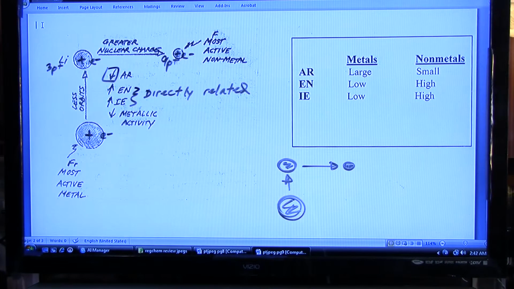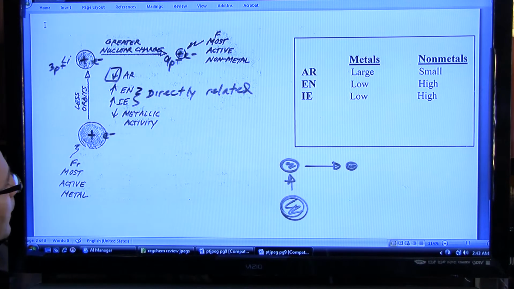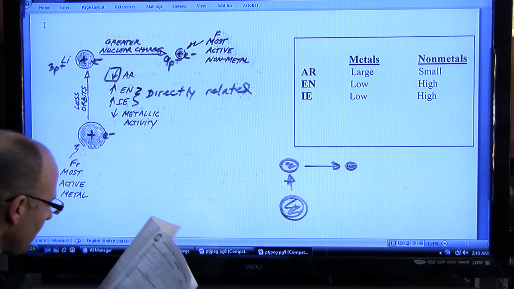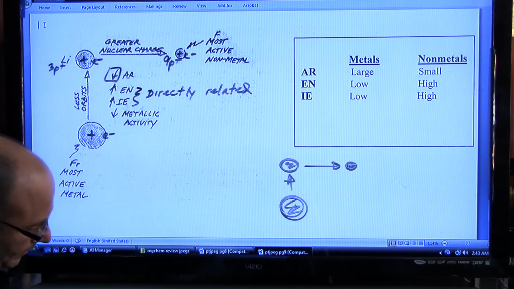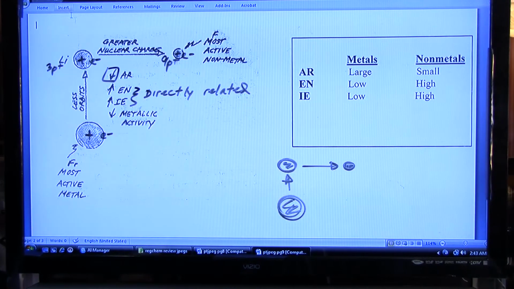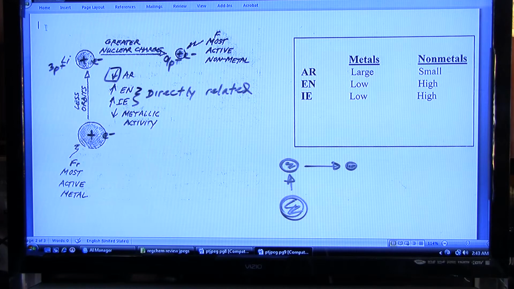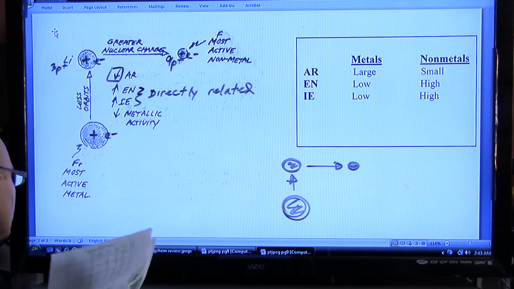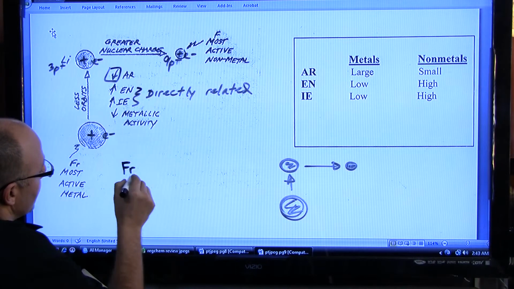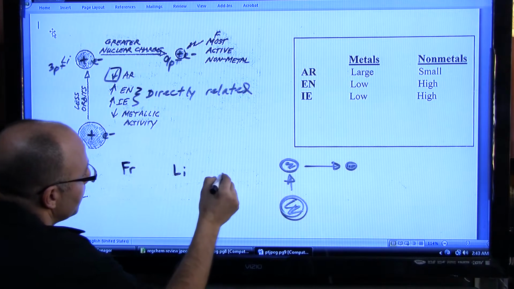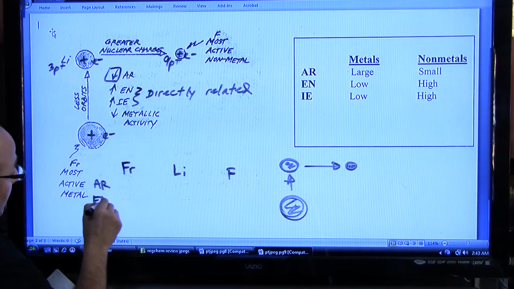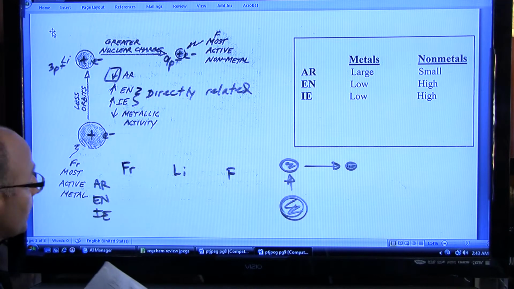And we could list these properties if you want, or you can just look them up in the numbers, in Table S. In fact, look at Table S. Let's look at the numbers, because you might find this just a little confusing. I'm finding it simple with this diagram, but maybe not for you. All right, so let's look up francium, then lithium, fluorine. We'll look up atomic radius, electronegativity, and ionization energy. So I can show you that the numbers don't lie.